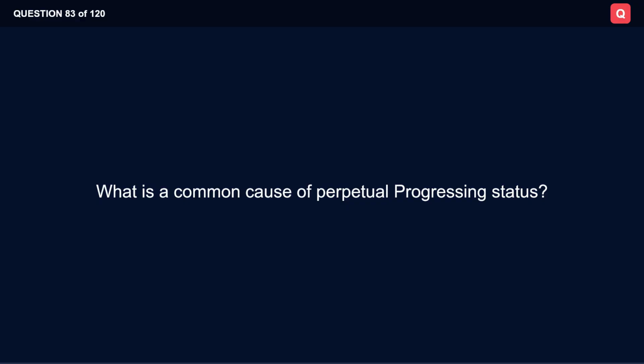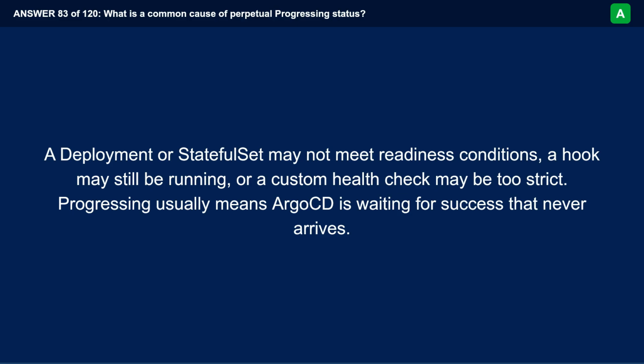What is a common cause of perpetual progressing status? A deployment or stateful set may not meet readiness conditions, a hook may still be running, or a custom health check may be too strict. Progressing usually means ArgoCD is waiting for success that never arrives.